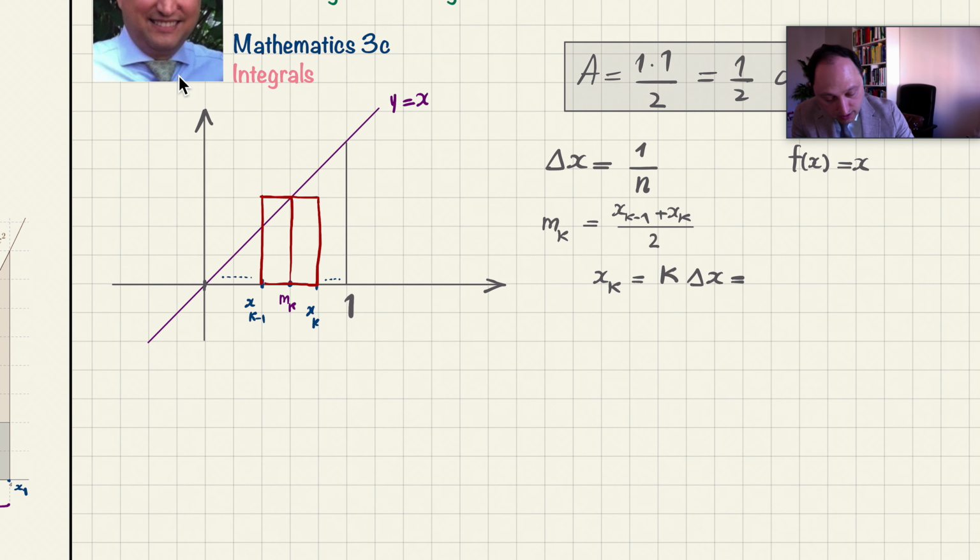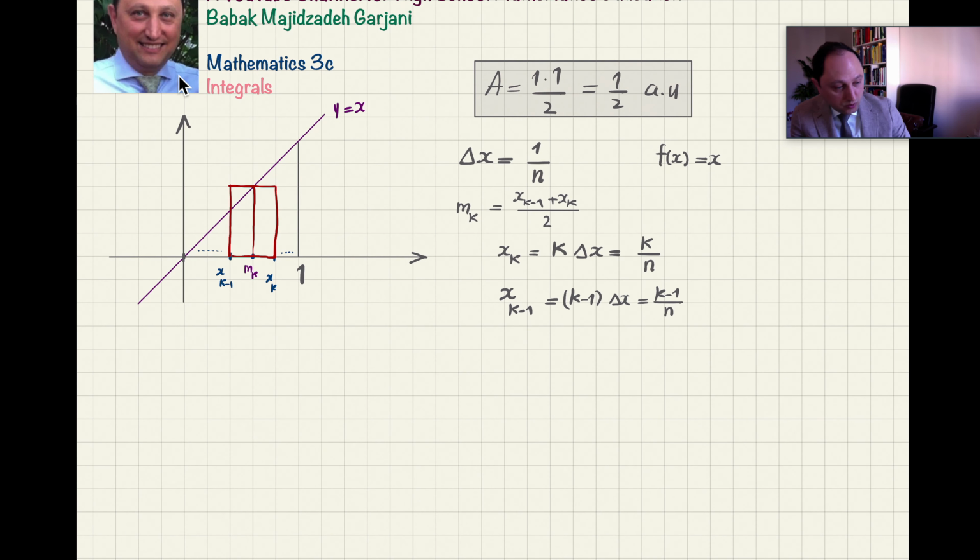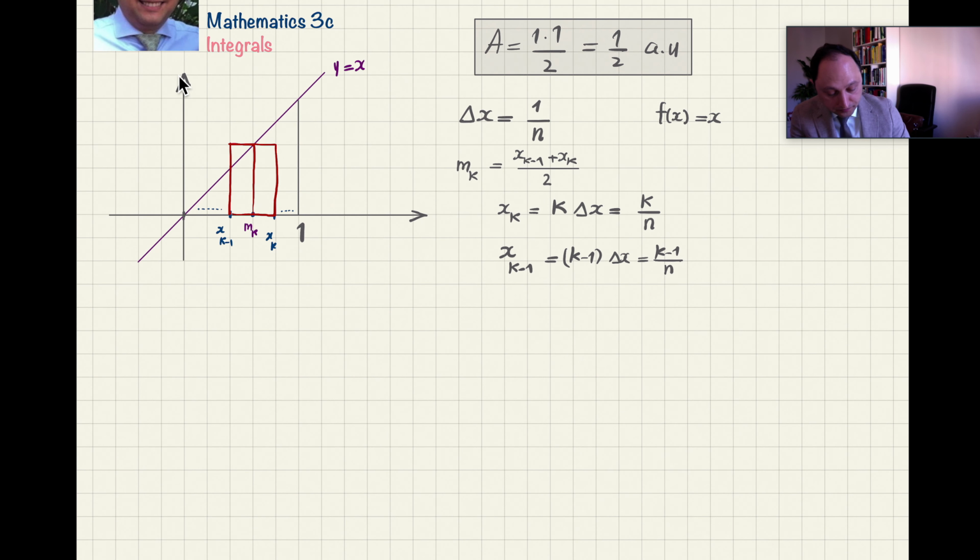But what is delta x? Delta x is this one, so it becomes k over n. And if I ask you what is x sub k minus 1, for the same reason, it becomes k minus 1 times delta x, and it becomes k minus 1 over n. Do you agree with me? If you don't agree, please shout, okay? I will continue because I want to finalize this problem.